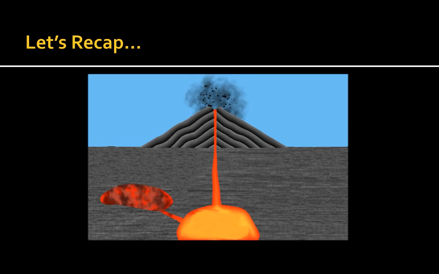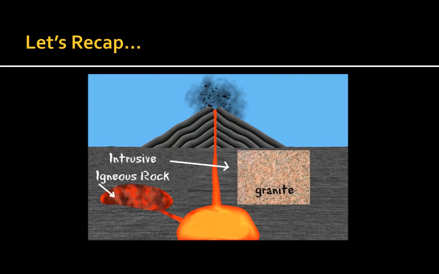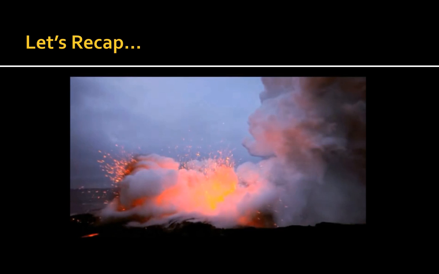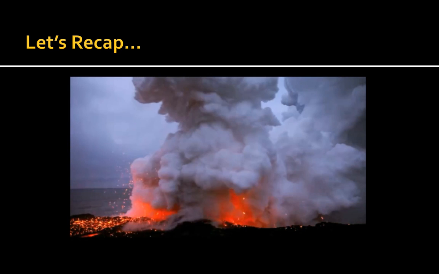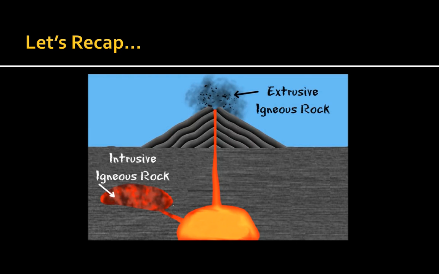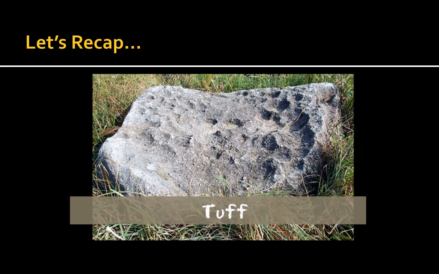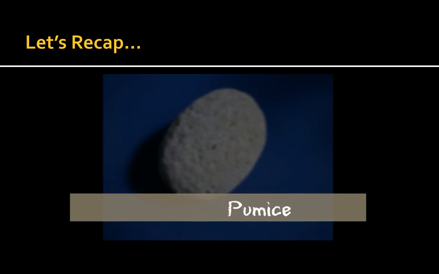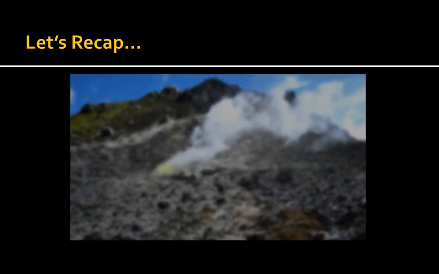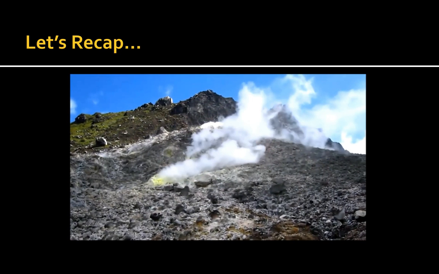Sometimes magma cools slowly underneath the Earth's surface. This forms intrusive igneous rock, like granite. Other times, lava cools when it comes to the surface in a volcanic eruption. This forms extrusive igneous rock. Some examples of extrusive igneous rock are tuff, obsidian, and pumice. Igneous rocks make up about 95% of the Earth's crust.